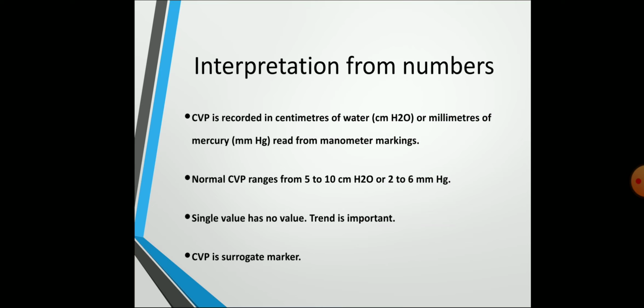Now, coming to the interpretation, CVP is recorded either in centimeters of water or millimeters of mercury, and normal CVP ranges from 5 to 10 centimeters of water or 2 to 6 millimeters of mercury. Basically, a single value of CVP has not much prognostic value. Basically, it is a trend.